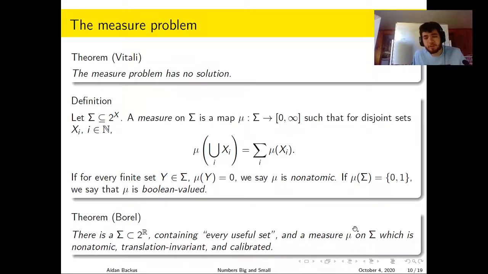So this measure mu that Borel came up with solves the measure problem, sort of, because it gives you the length of every useful set. It just can't determine the length of very complicated sets that have very bad properties. So this was a compromise solution to the measure problem. It does not give you a measure which is Boolean valued. That's going to be very important later on, but certainly length on the real numbers is not Boolean valued.